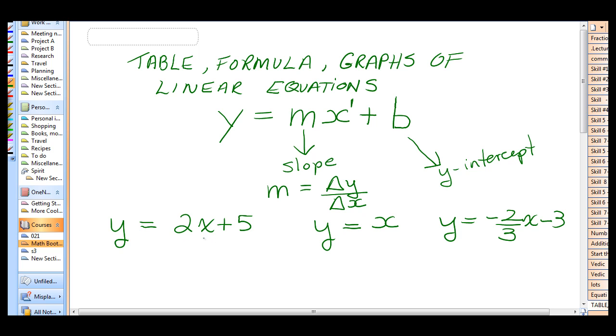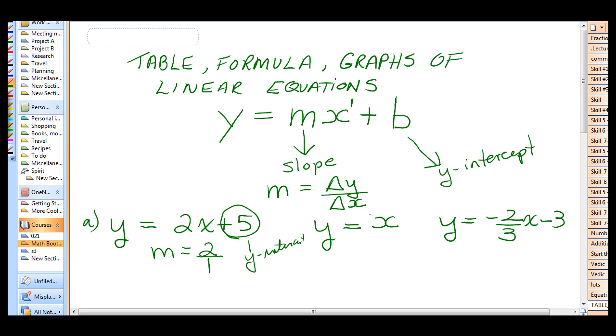Now, in this equation here, let's call this A, the slope is 2, or 2 over 1. So here we could say that for every change of 1 unit for x, there's a change of 2 units. And again, I will demonstrate that in a few seconds. And this here is my y-intercept. So here we have slope 2, y-intercept 5.